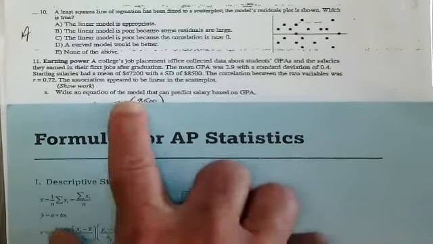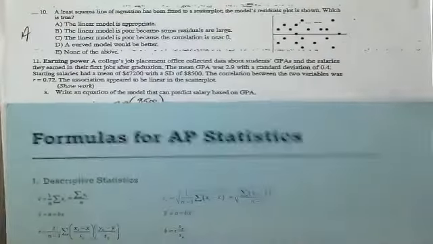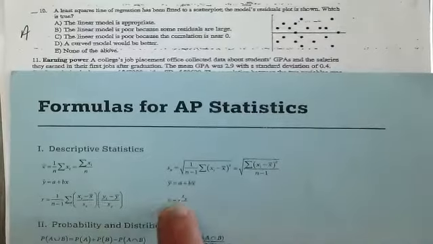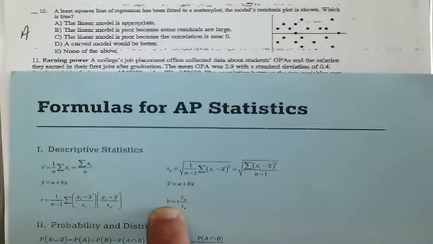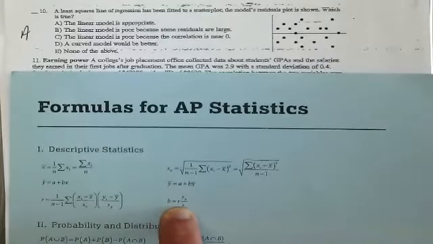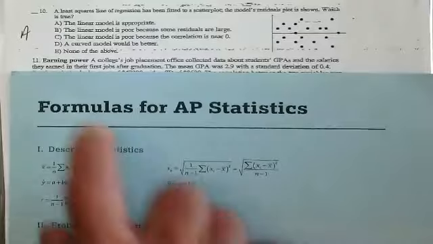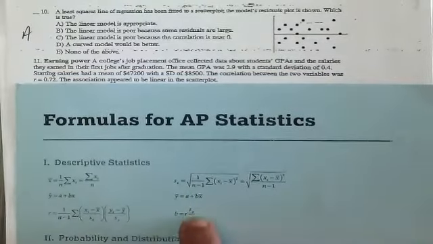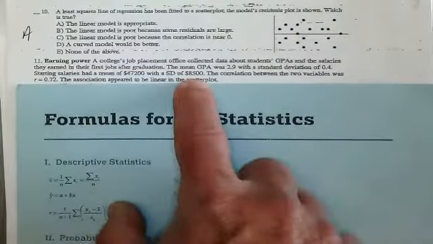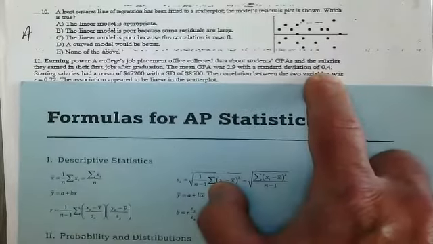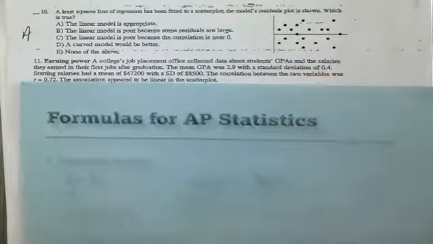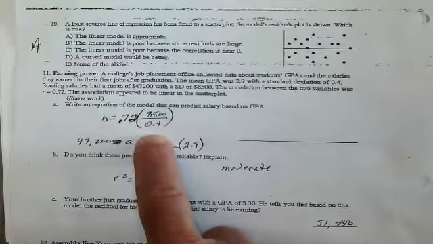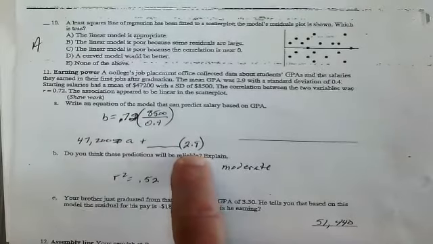So it says write the equation of the model based on the GPA. Okay, so here's the model we're looking for. To do that, we need to find the slope, our mean rate of change. We take r, the correlation, which was 0.72, times the standard deviation of y, which is 8,500, divided by the standard deviation of x, 0.4. So I've written that here: 0.72 times 8,500 divided by 0.4. That ends up being 2.9.